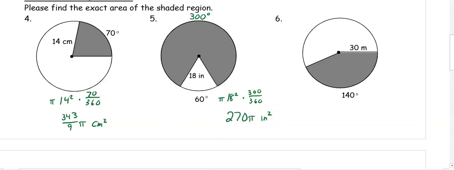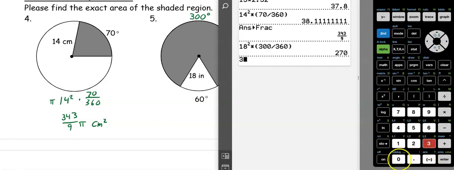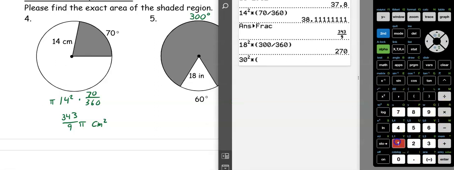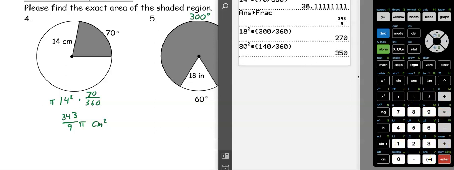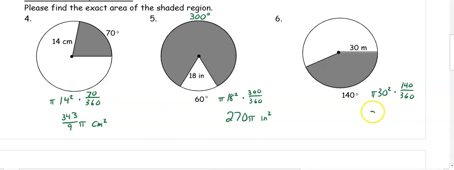In number 6, we have a shaded region of 140 degrees with a radius of 30. So we have pi 30 squared times 140 over 360. So in our calculator, 30 squared times parentheses 140 divided by 360 is going to get us 350. So 350 pi meters squared.